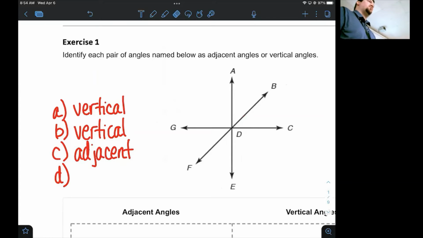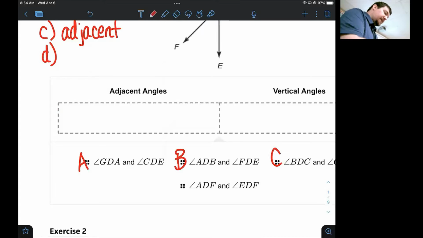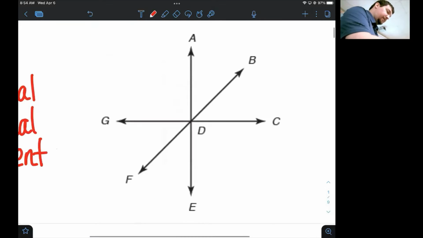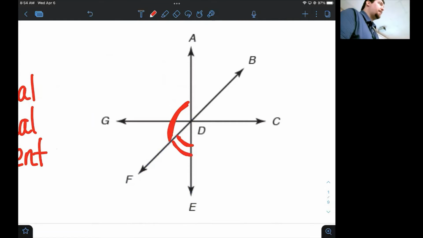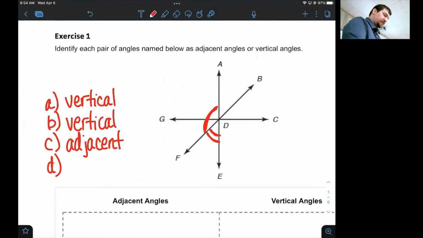Yeah, nothing special about adjacent angles. They're just next to each other. Unless they form a right angle or a 180-degree angle, then I might be able to find out what they are. The last one here, D, says ADF and EDF. ADF, A to D to F, is this obtuse angle right here. And then EDF is this angle here. What do you think, Caden? Are they vertical or adjacent? Adjacent, that's right.